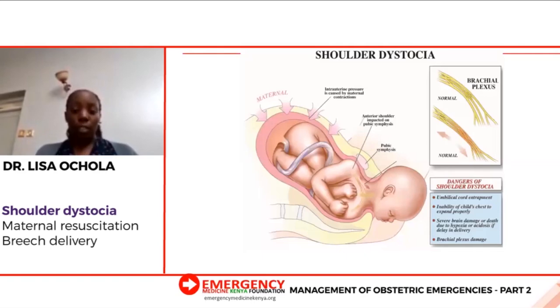And this is for fetal dangers, but for maternal dangers, they can have very deep and severe perineal tears, so third degree, fourth degree tears, and they're also at risk of getting postpartum hemorrhage. So shoulder dystocia is also a major obstetric emergency that needs to be recognized immediately. And it's just very important that all personnel who are working in that facility are well versed with the maneuvers and how to recognize and how to deal with shoulder dystocia.